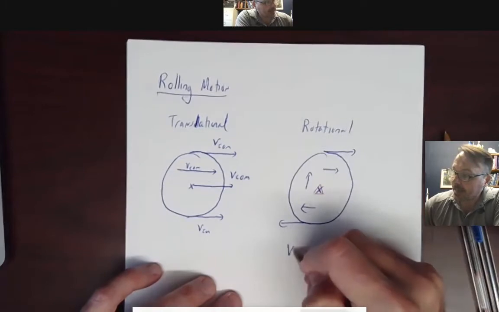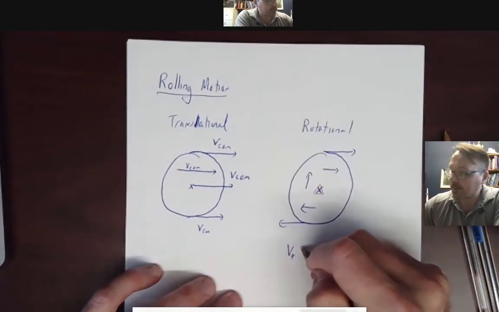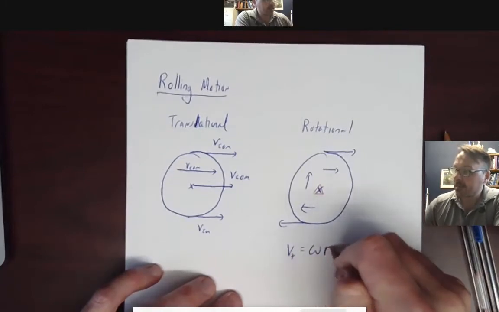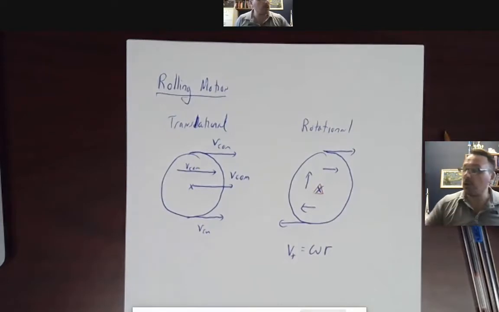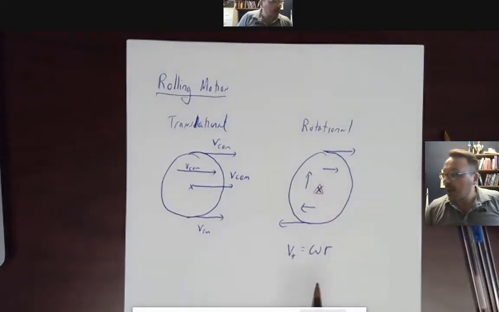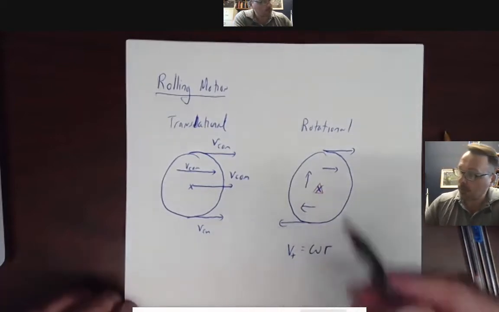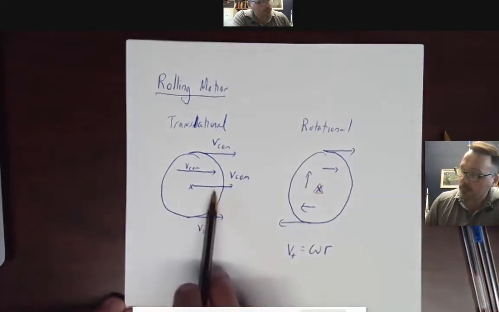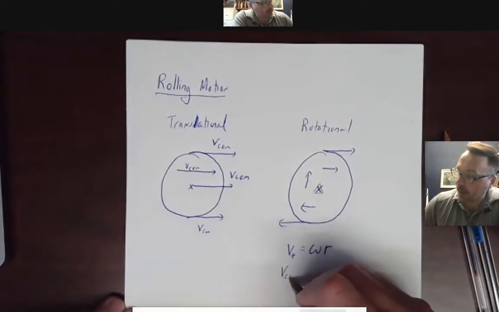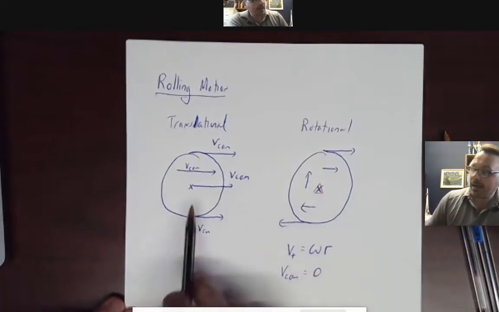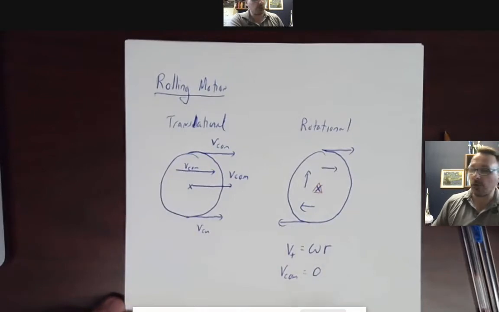And we know that the tangential velocity of any point on the object is going to be equal to omega times r, where omega is the rotational rate of that object, and the r there is how far it is from the axis of rotation, right? So here, we would say that VCOM is equal to 0, right? Here, all these points have those rotational rates.